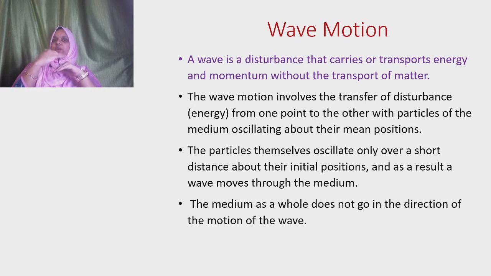Water particles are not transported from one point to another, or the particles of the string are not transferred from one point to another; they are only oscillating about their mean position, and that disturbance alone is transmitted from one point to another. Along with that disturbance, energy and momentum is transported from one point to another. That is what a wave is called. So, a wave is a disturbance which carries or transports energy and momentum without the transport of matter.